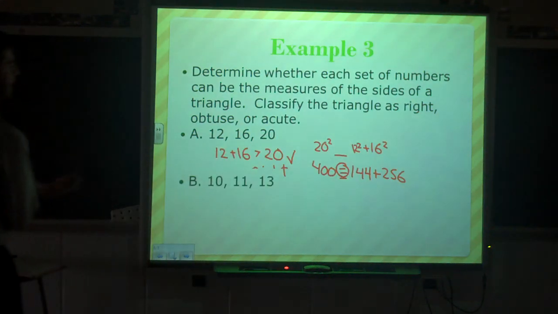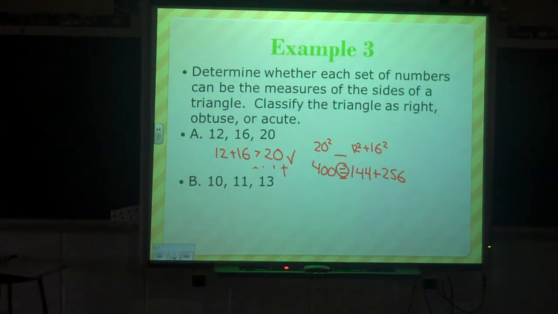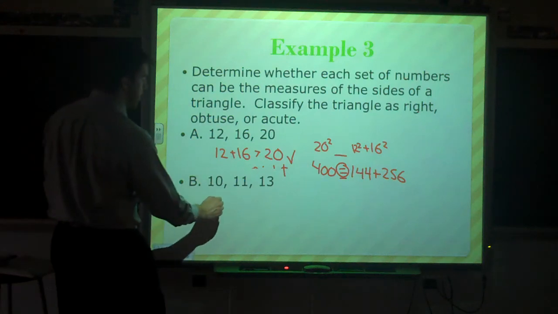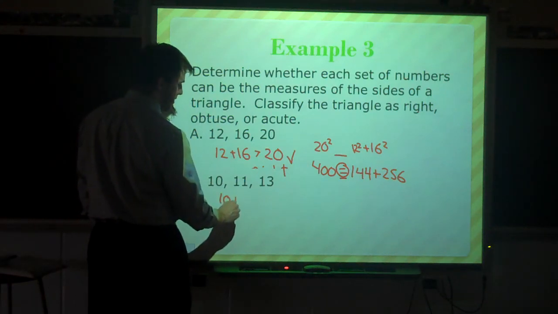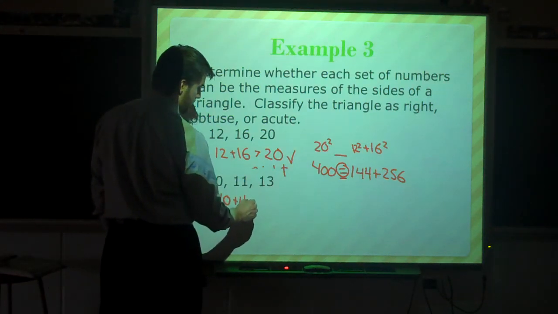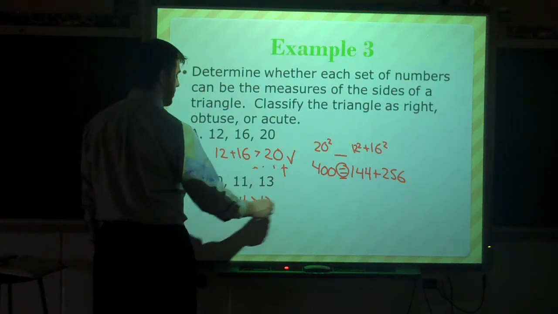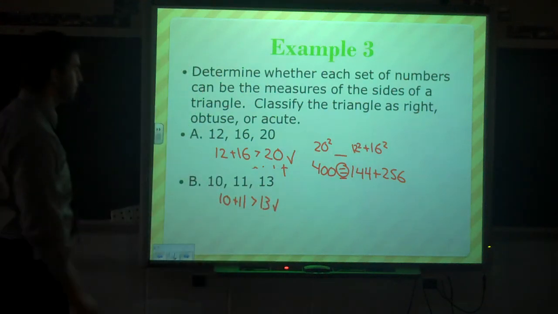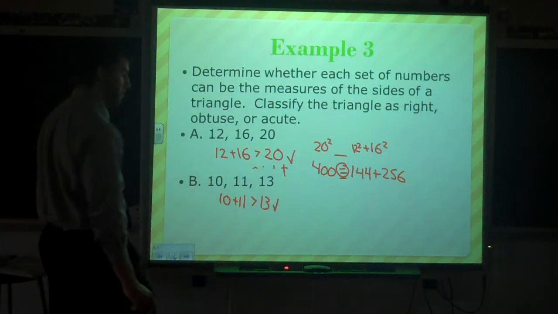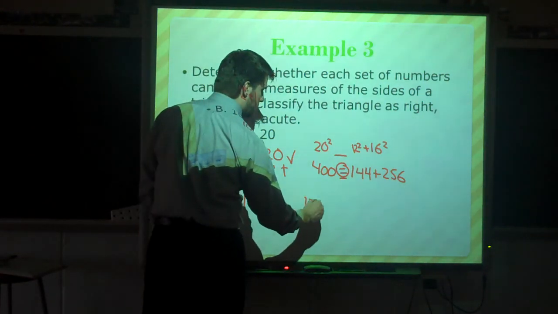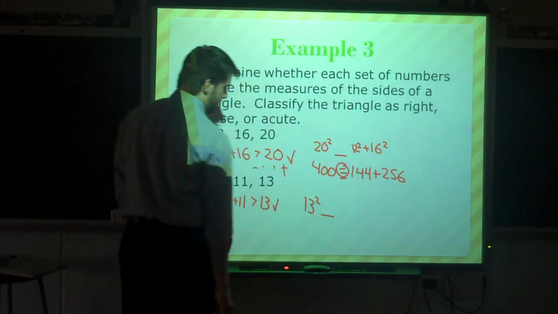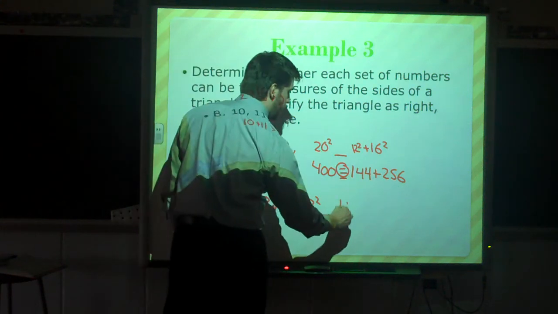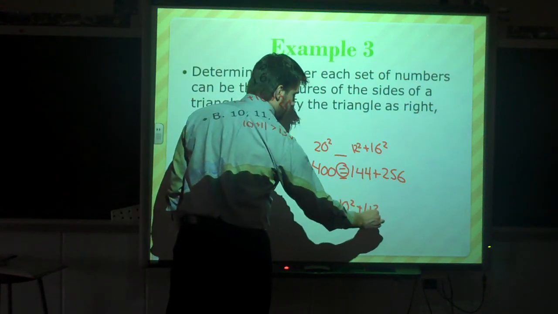Next one, 10, 11, 13. So first thing, see if it could be a triangle. If I do 10 plus 11 greater than 13, yeah, that's true. So it's a triangle. Next, see how it fits in the theorem. Biggest one's 13, so I put 13 squared over here. Leave a blank. 10 squared plus 11 squared.